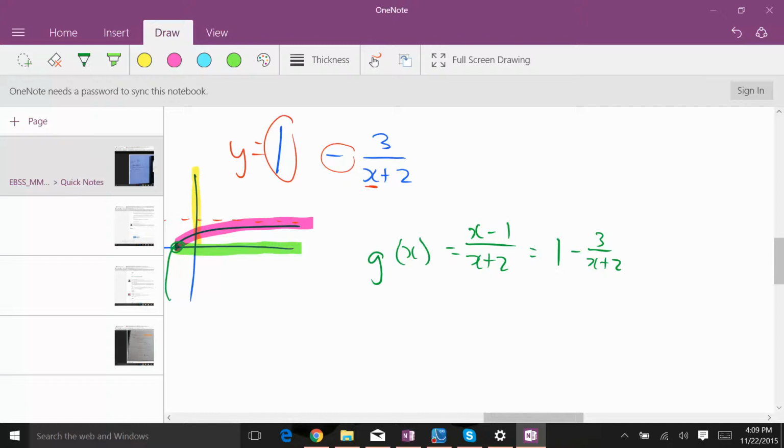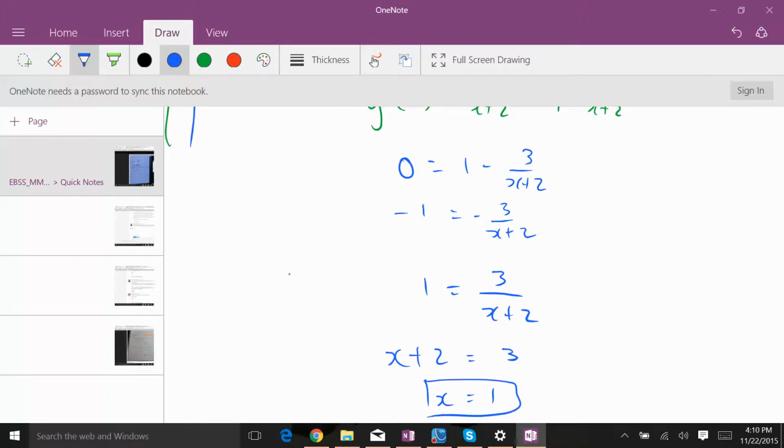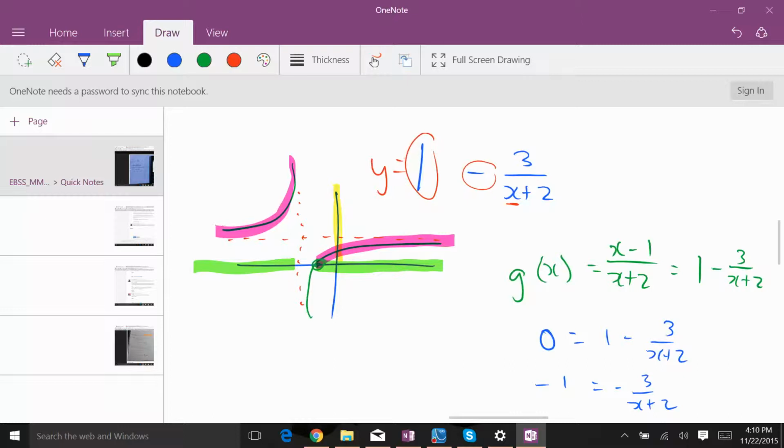So you need to find the x-intercept. Now you know the x-intercept occurs when y is equal to 0. So if g of x equals 0, you've got 1 minus 3 over x plus 2 equals 0. Bring the 1 across, so negative 3 over x plus 2 equals negative 1. Then you times both sides by negative, and that becomes 1 equals 3 over x plus 2. Times both sides by x plus 2, and you get x plus 2 equals 3. And then x equals 1. That doesn't make sense. Actually, it does make sense.